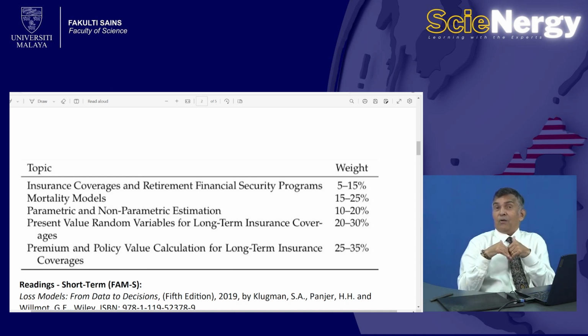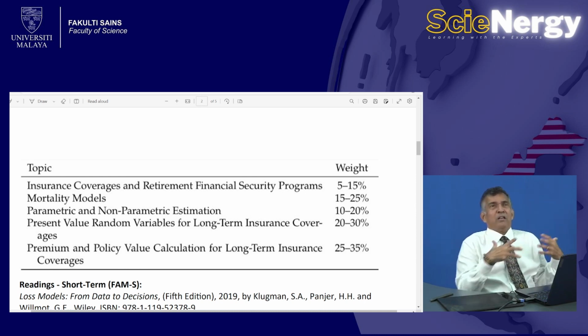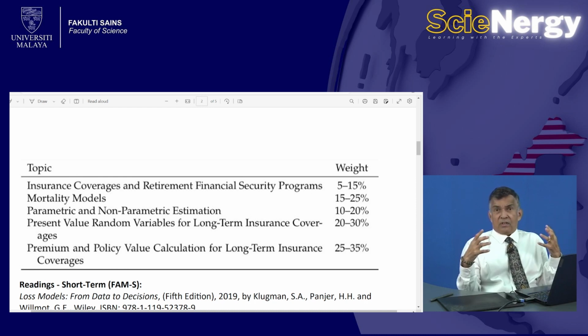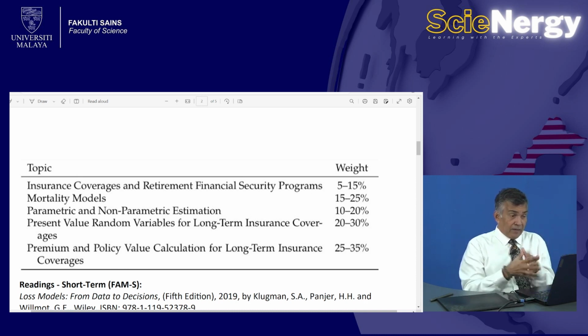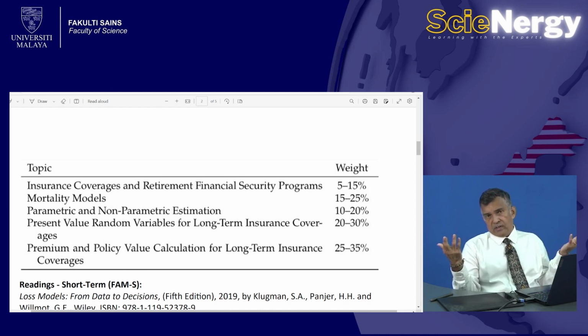But we are now at the present moment, so what do we need to do? We need to bring him back. That's why they call it a present value random variable. When you have a random variable, what do we do in statistics? We need expectations and variances. That's what we're going to do. So, present value random variables for long-term insurance coverage, and premium and policy value calculation for long-term insurance. These are the broad topics. Premiums, as you can imagine, is how much somebody has to pay when you buy a policy.